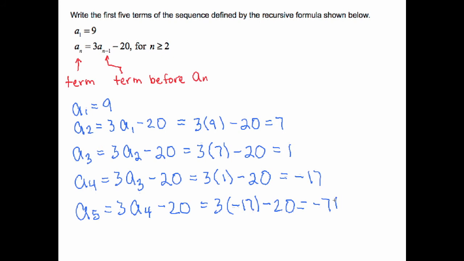So if I want to write out my first 5 terms, I can do that. I would have 9, 7, 1, negative 17, and negative 71. These would be the first 5 terms of the sequence defined by the recursive formula that is shown below.